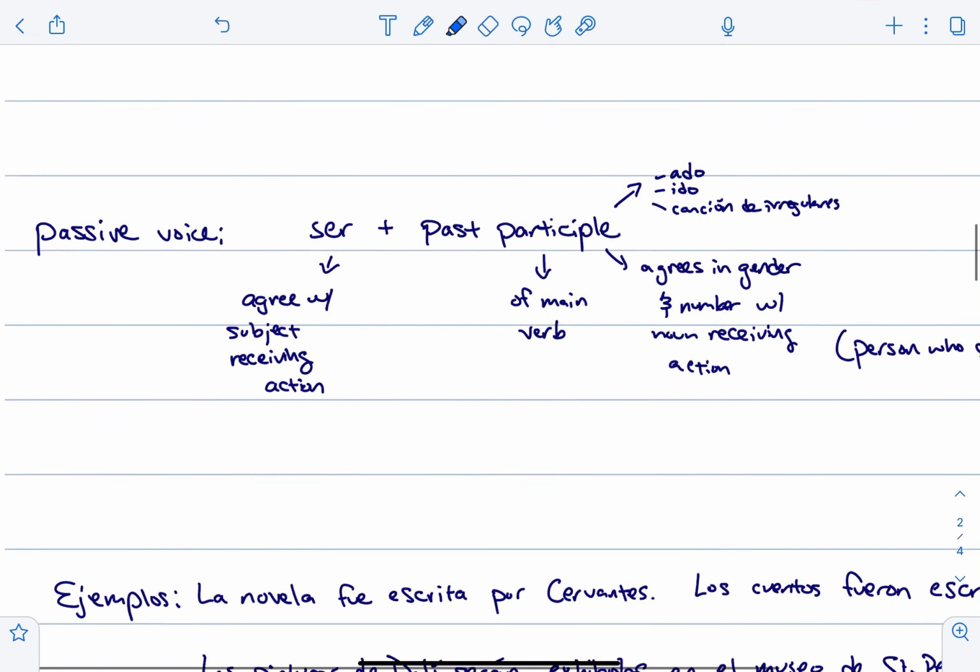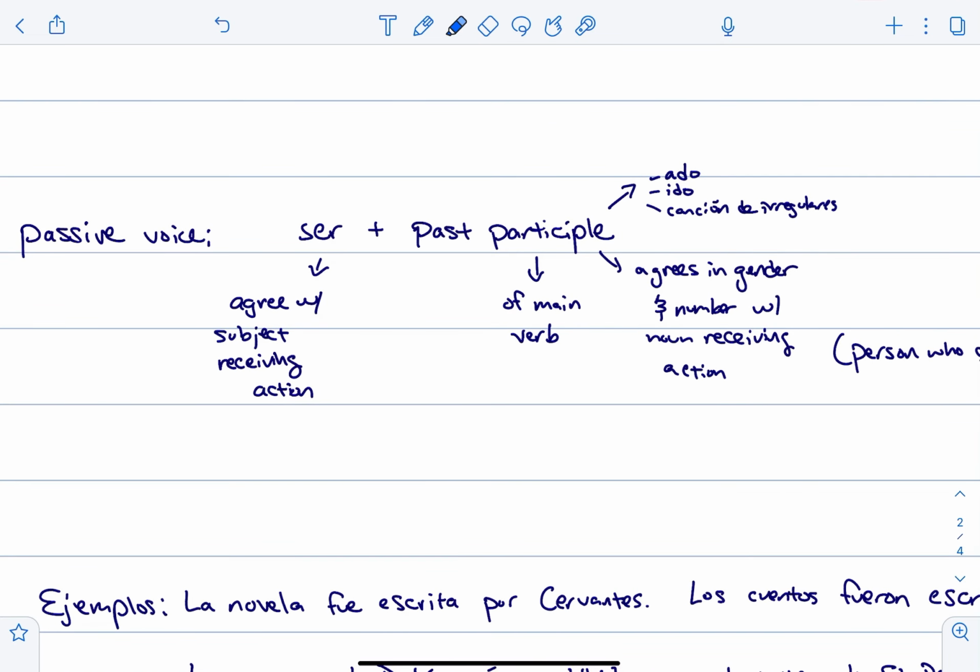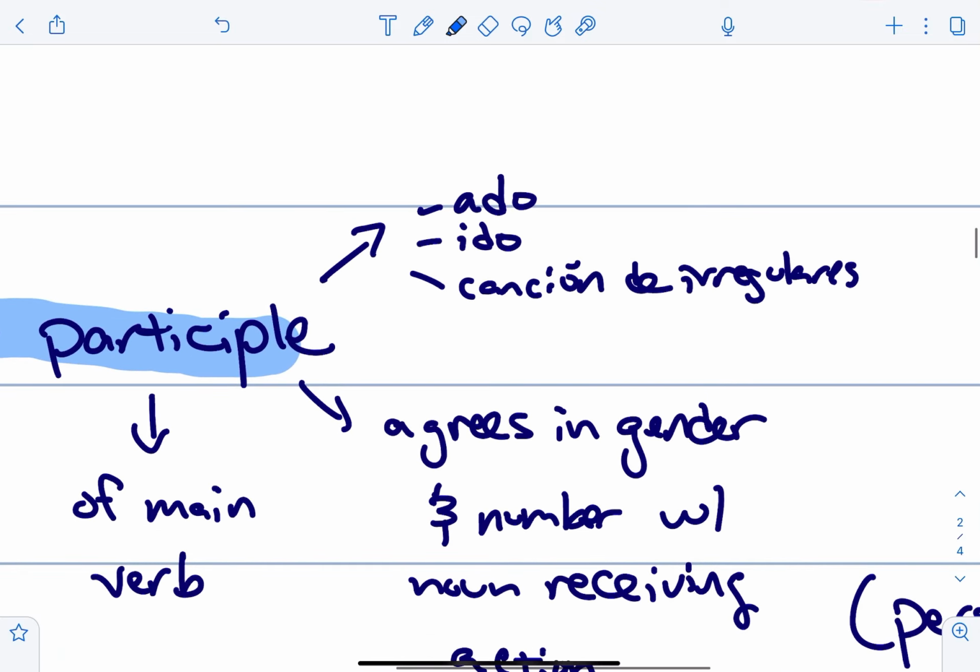In Español, you form the passive voice by using ser and combining it with the past participle. Remember that for the past participle, the AR verbs go to ado, ER and IR verbs go to ido, and the irregulars are abierto, dicho, hecho, puesto, escrito, visto, vuelto, cubierto, roto, resuelto, and muerto.